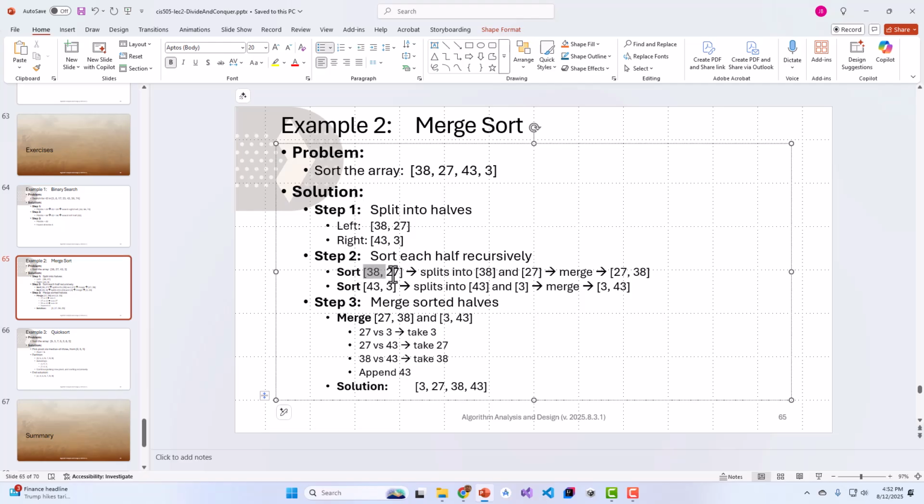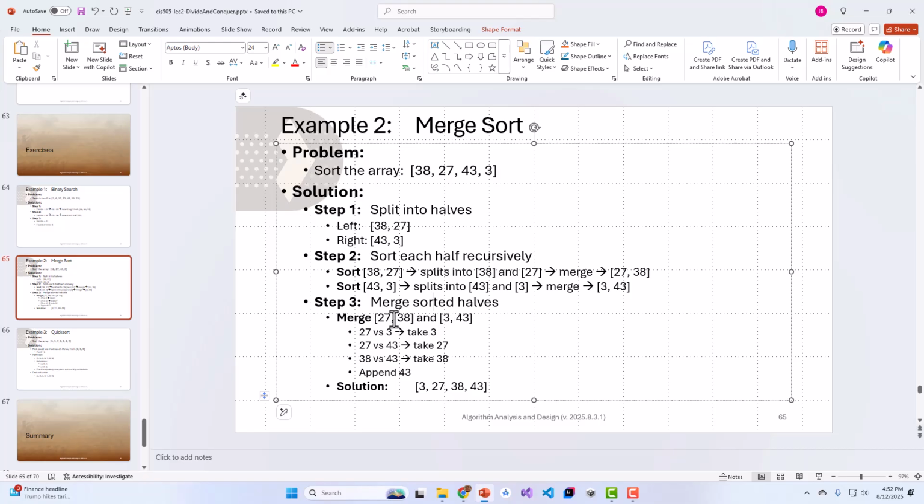So we're pretending 38, 27 is our top level one. So we split that into 38 and 27. Those are single-sized arrays, quote unquote, so that we can just merge those. So we shuffle them into the right place. That ends up being 27, 38, which is sorted. And then the same thing over here, 43 and 3. We end up merging those into 3 and 43. And then we go back up from our recursive call. We have two sorted subarrays, 27, 38, and the array 3, 43.